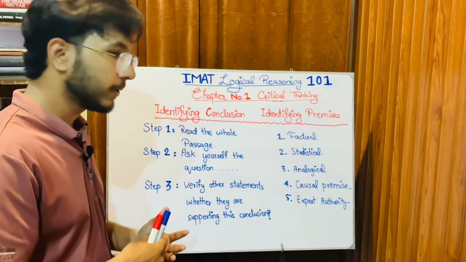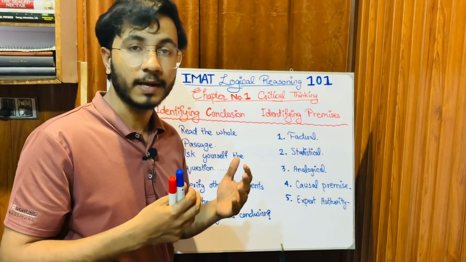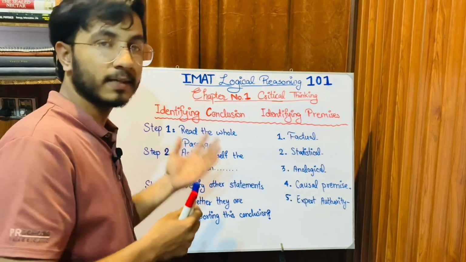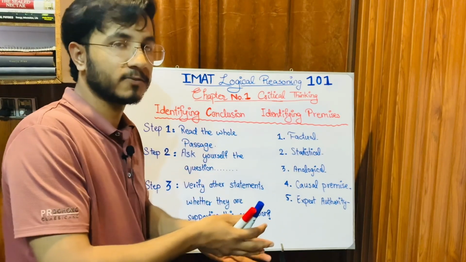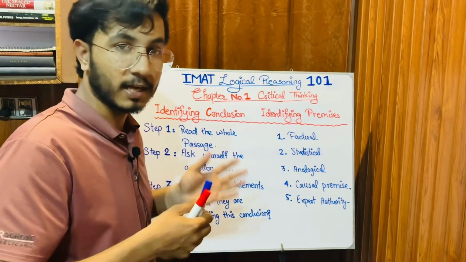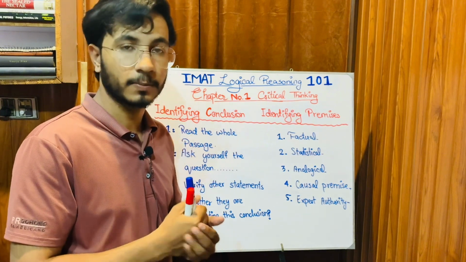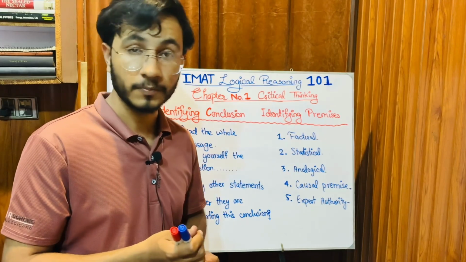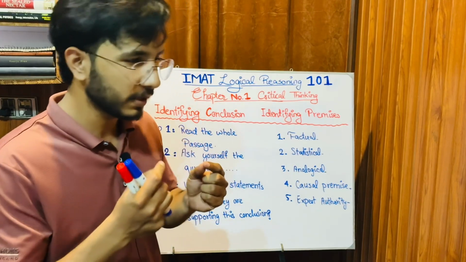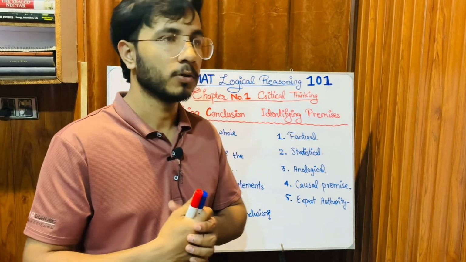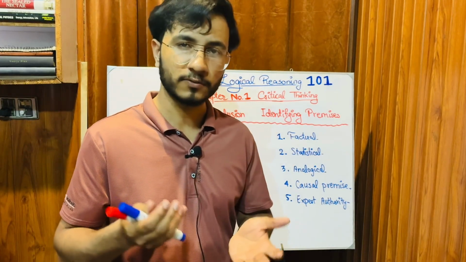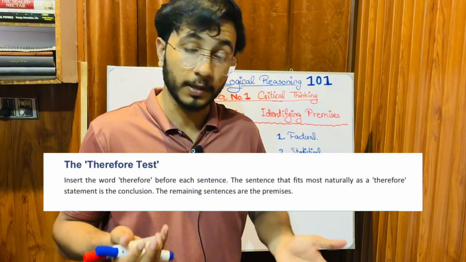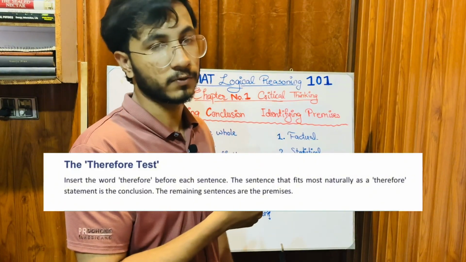Then move on to the third thing and ask yourself: if you are seeing so many statements, do the statements given in the paragraph verify the conclusion that you thought of? If so, then that is actually the conclusion. If there is a statement that is not supporting the conclusion, then that might not be the conclusion. The first and most important thing to think about is the therefore test. What is a therefore test? If you think that a specific statement can be a conclusion, just use the word therefore in front of it.